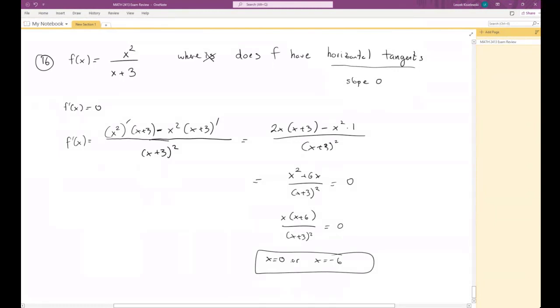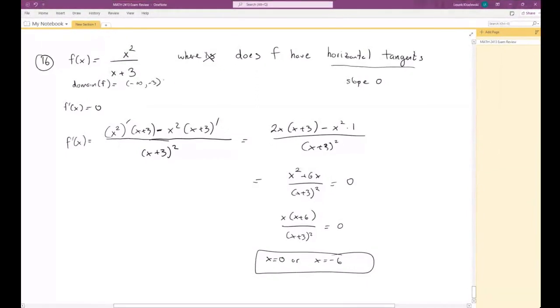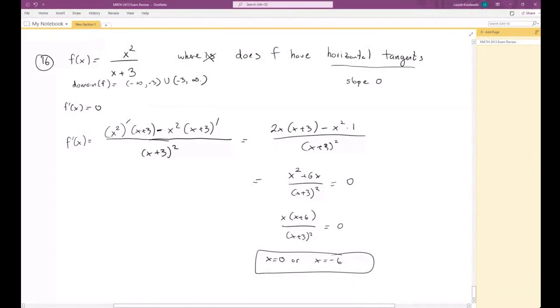Notice that these values of x both are in the domain of the function. So the domain of our function is all numbers except the one that would make the denominator 0. So we're going to exclude -3 from the domain. Thank you for writing that down in chat.